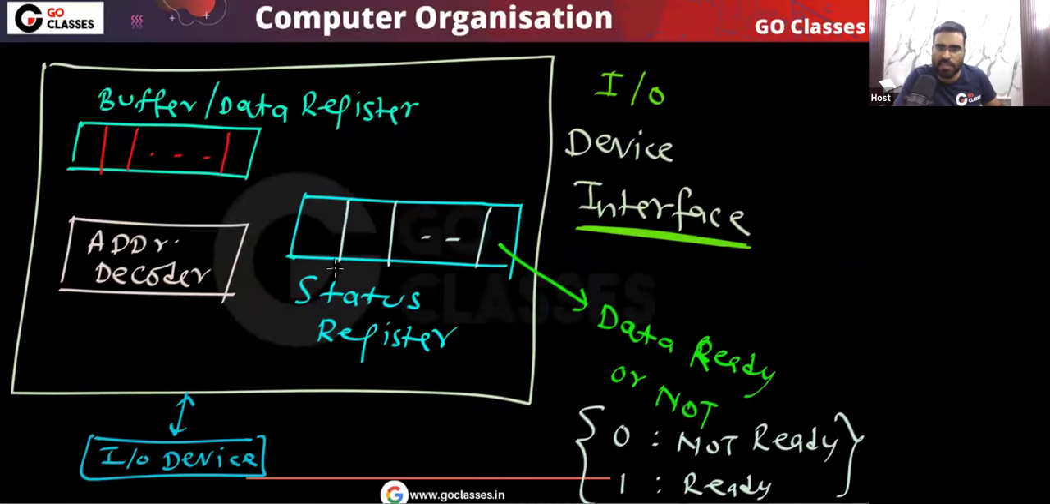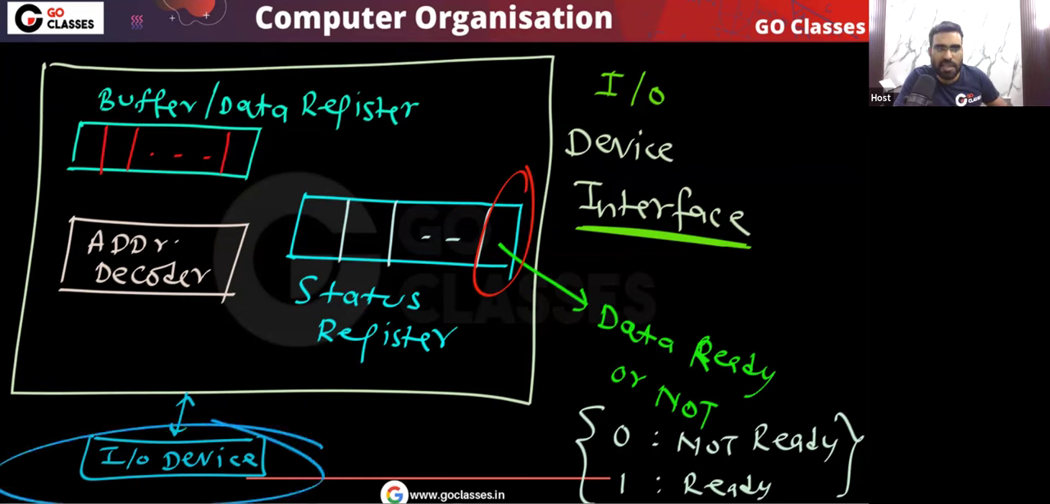So what I'm saying is that there is a status register. In this status register, these bits are also used for different purposes depending on the IO device. Remember, there are many different IO devices. But one of these bits is very important. You can see this particular bit. It tells us whether the device is ready or not to send the data or to receive the data.